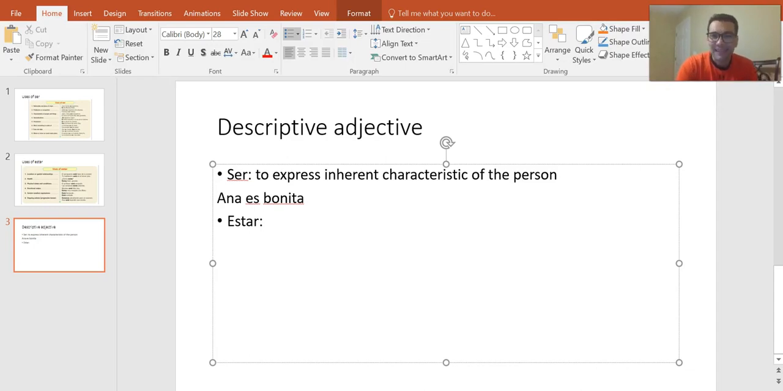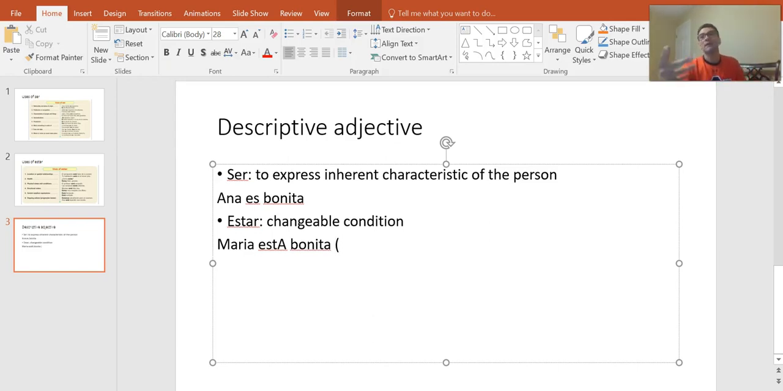So in that case, because it's a changeable condition that is perceived by the speaker, again the connotation of the speaker is what counts, then in that case, for some of you, Maria está, with the accent over the A, bonita, because it's your impression. In English, you have something like "Maria looks pretty." You're not being mean, but you say Maria is pretty, Maria looks pretty. It's your perception at the moment.